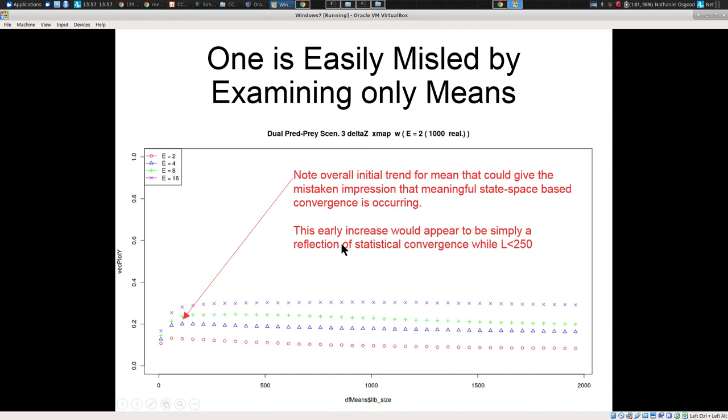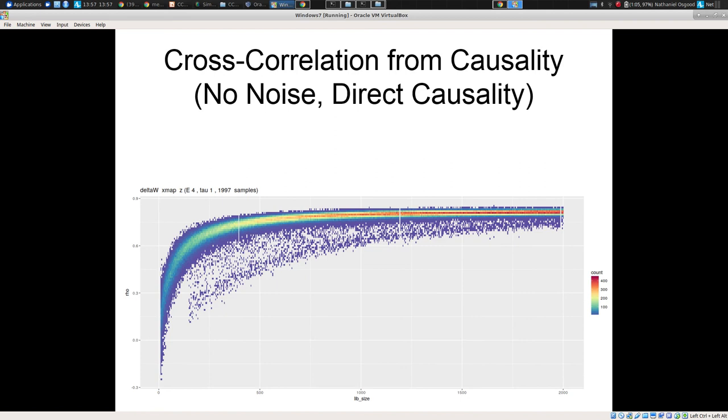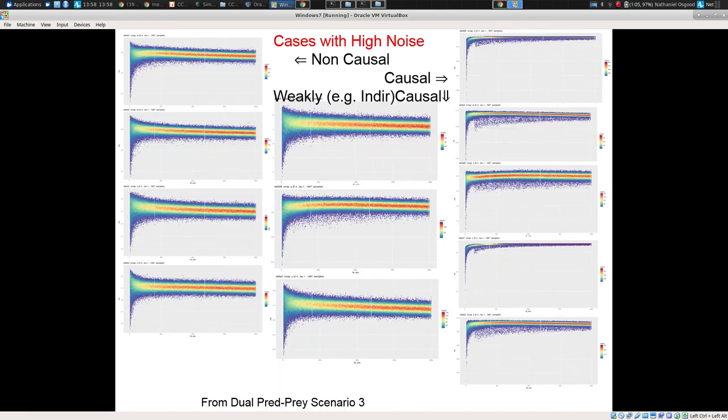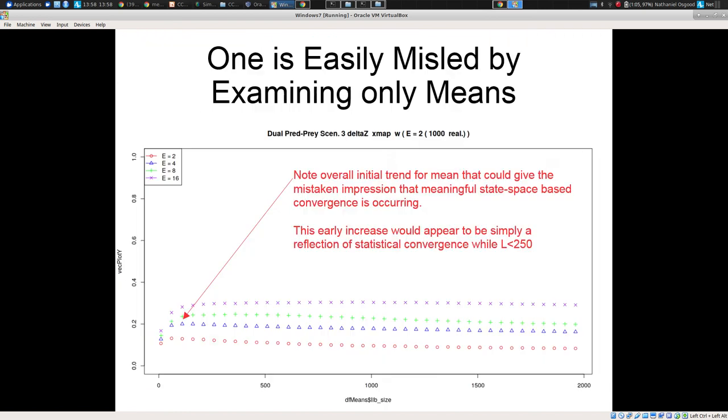We have non-causal relationships between these, but you could see early on they kind of go upwards. Now they don't continue to go upwards, which I think Sugihara would say is a sign that they're not causal, but I just find them too confusing to deal with. I think it's much better to deal with these sort of plots. And we have a library which we will share with you that makes these plots easy to produce. These take a while to run, but they're not too bad.